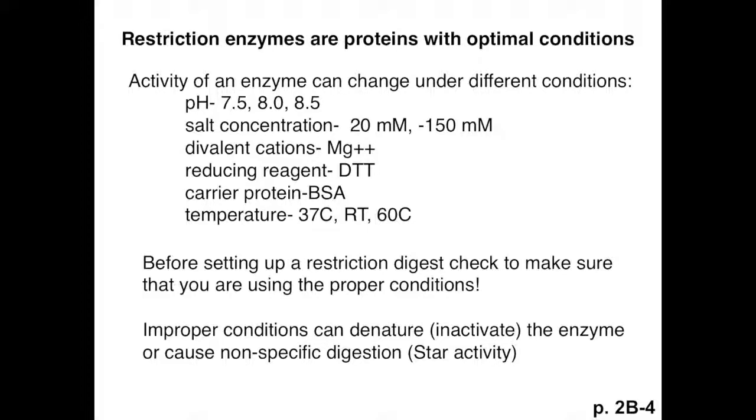Improper conditions can cause denaturing of the enzyme. Something else that could happen is star activity, which is non-specific digestion. When you don't have the right conditions, or you leave an enzyme digesting DNA maybe overnight or too long, sometimes the enzyme just starts to randomly digest in different places. And that can cause a lot of confusion when looking at gels.